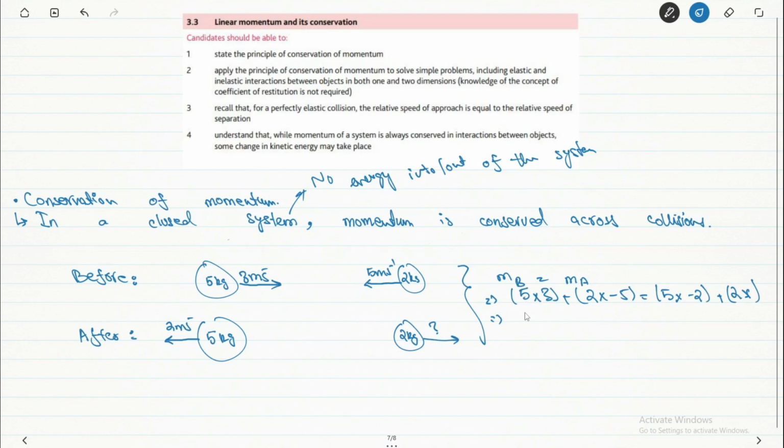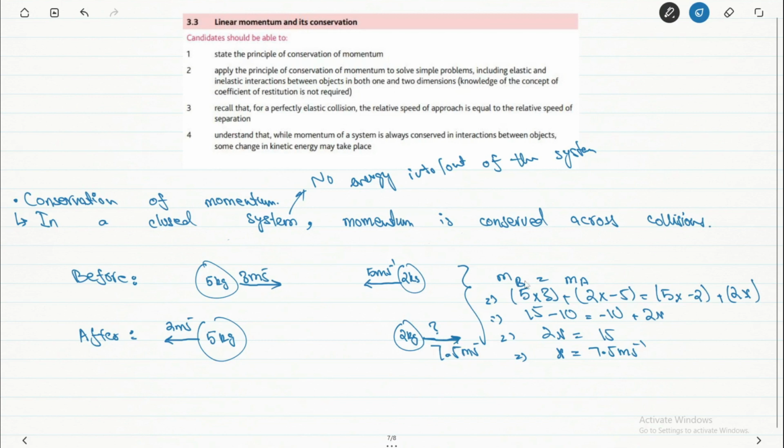Now, 5 into 3 is 15. 2 into negative 5 is negative 10. This is equal to 5 into negative 2, which is negative 10, plus 2x. So 2x is equal to 15, and this becomes x equal to 7.5 meters per second. Notice that the sign is positive, so we know that the velocity that we have found is in the right direction. That is why the arrow is placed towards the right.